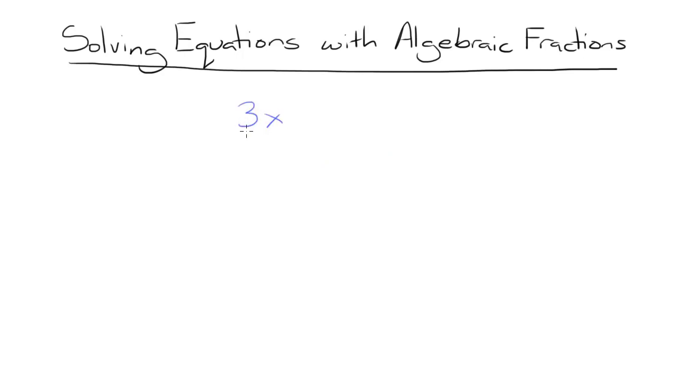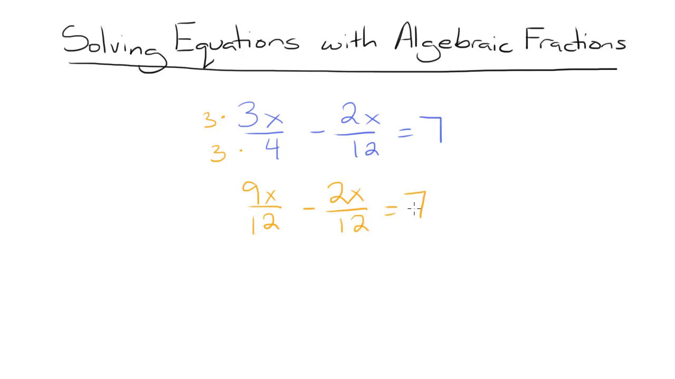3x over 4 minus 2x over 12 equals 7. To solve this, I'm first going to simplify my fractions on the left side. To do this, I'll need to convert 3x over 4 to a fraction with a denominator of 12. I can do this by multiplying both the numerator and denominator by 3. So that gives me the fraction 9x over 12. And then the rest of our equation is going to stay the same. So minus 2x over 12 equals 7.